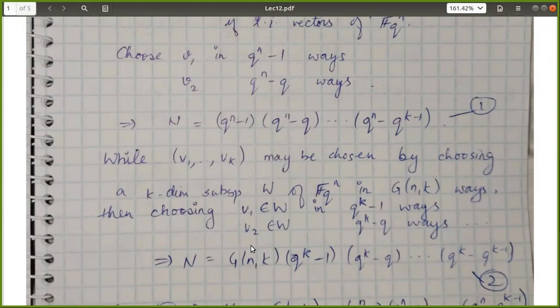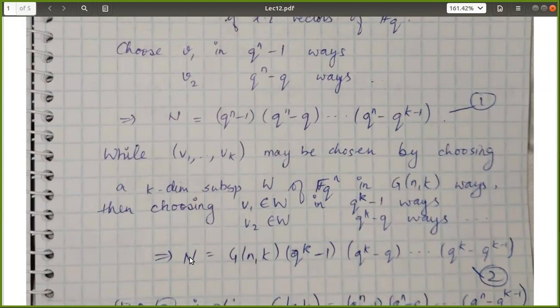So the number n is actually also the number given by G(n,k) multiplied by these possibilities, which is q raised to k minus 1, q raised to k minus q, and so on till q raised to k minus q raised to k minus 1. But these are representing the same number, right? Equation 1 and 2.